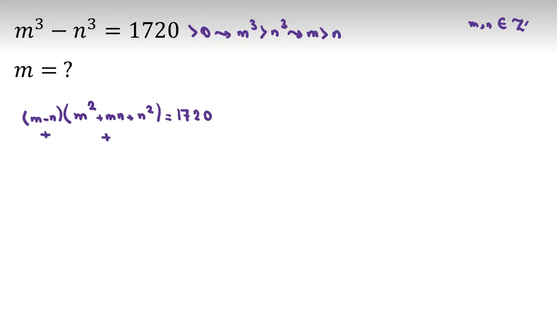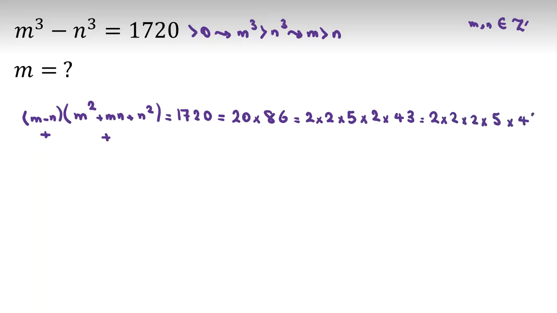So m squared plus mn plus n squared times m minus n is 1720. Let's factorize this. It is a multiple of 4 and a multiple of 5. If we divide by 20, it will be 86. 20 is 2 times 2 times 5, and 86 is 2 times 43. So 1720 will be 2 times 2 times 2 times 5 times 43. Now we want to find these numbers.